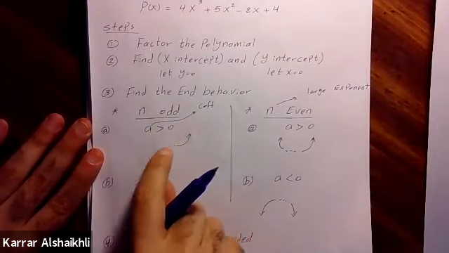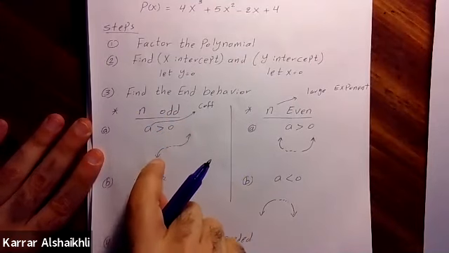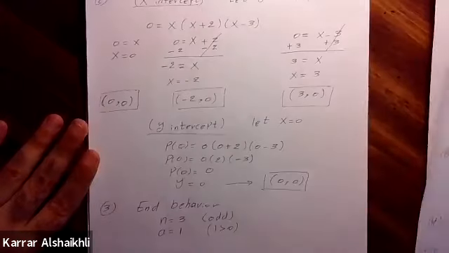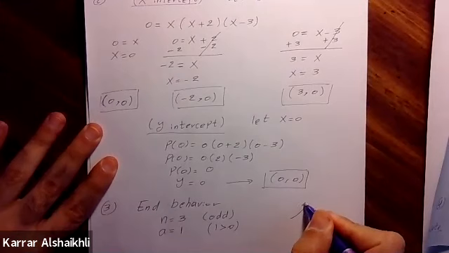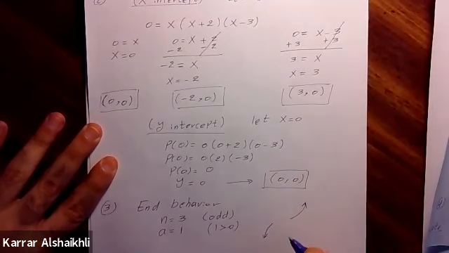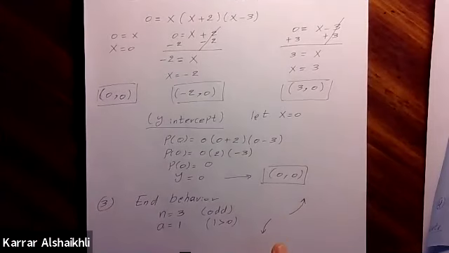So my end behavior for the graph: the right side goes up and the left side goes down. So this is the end behavior. This side goes up and this side goes down. So I'm done. I have all the information I need.